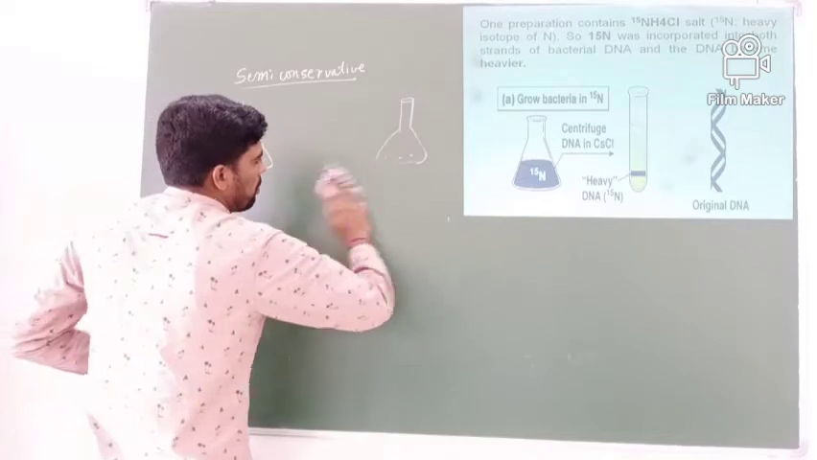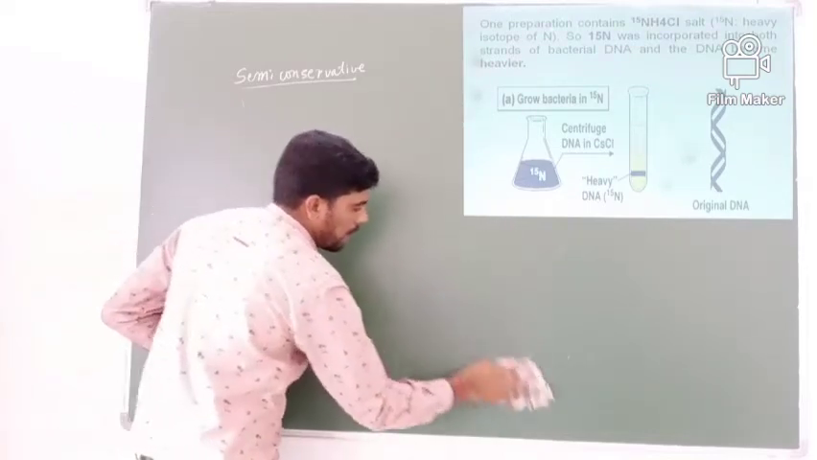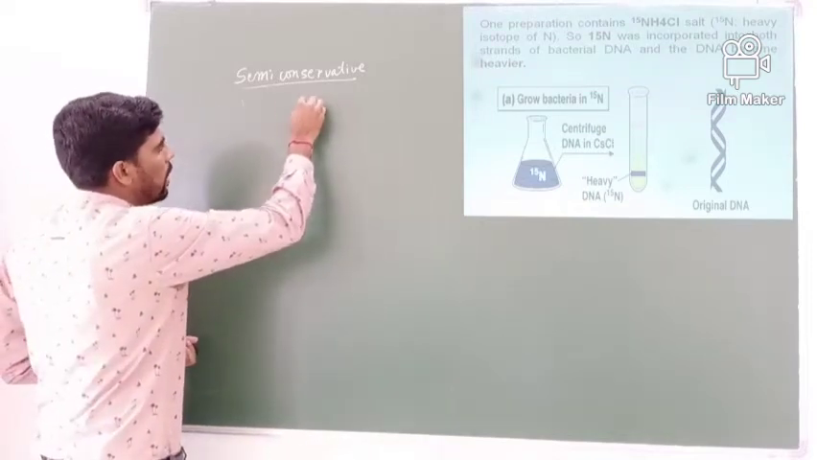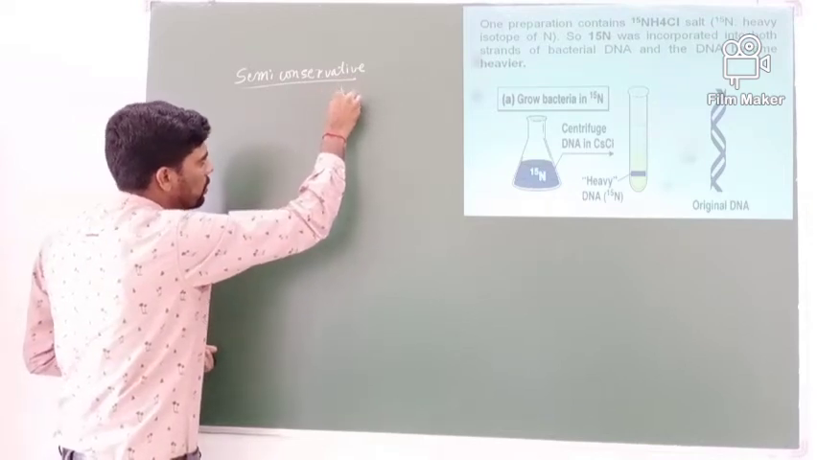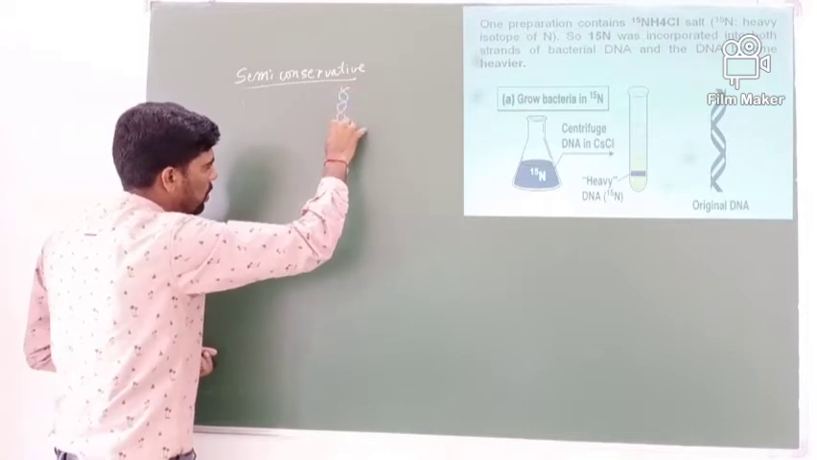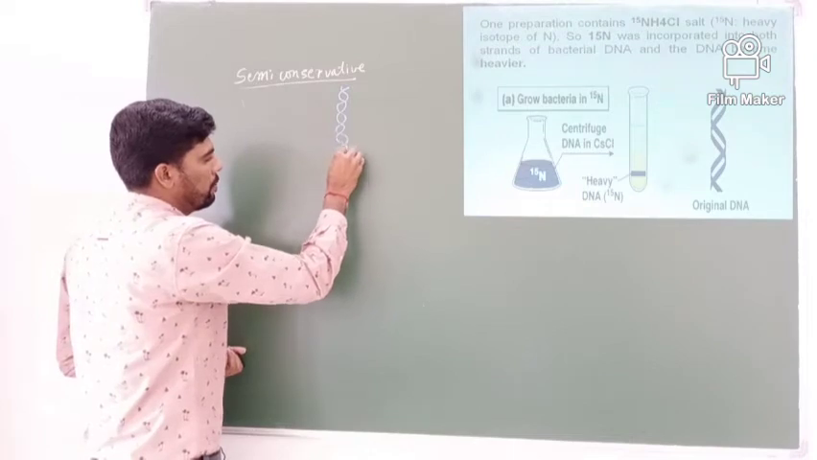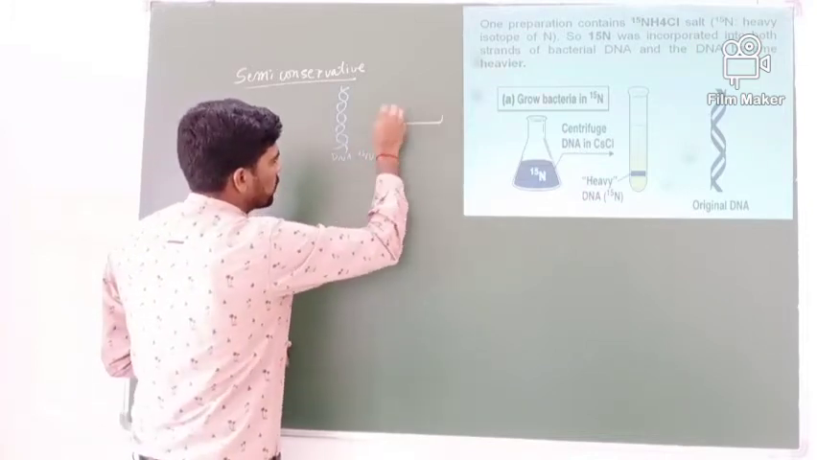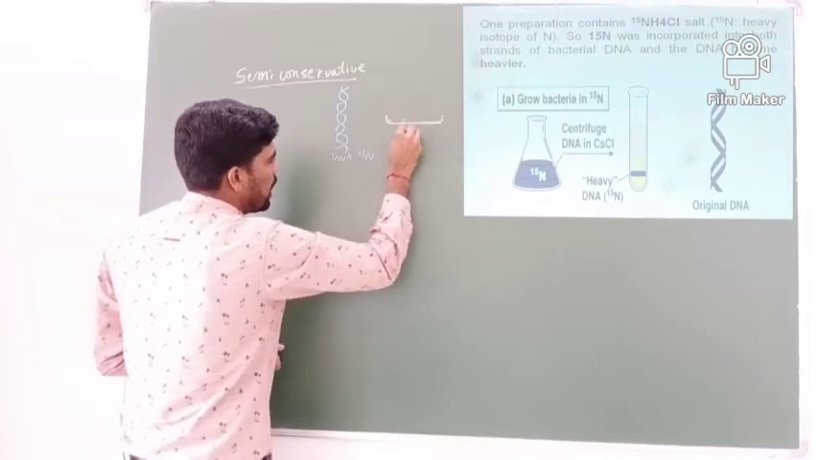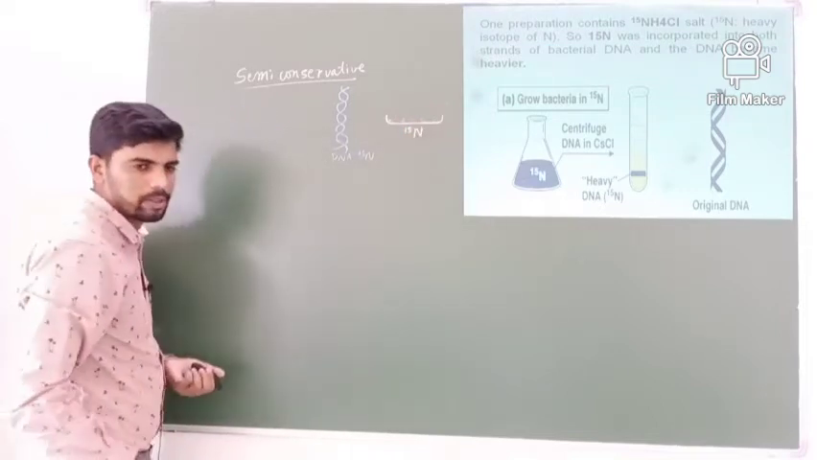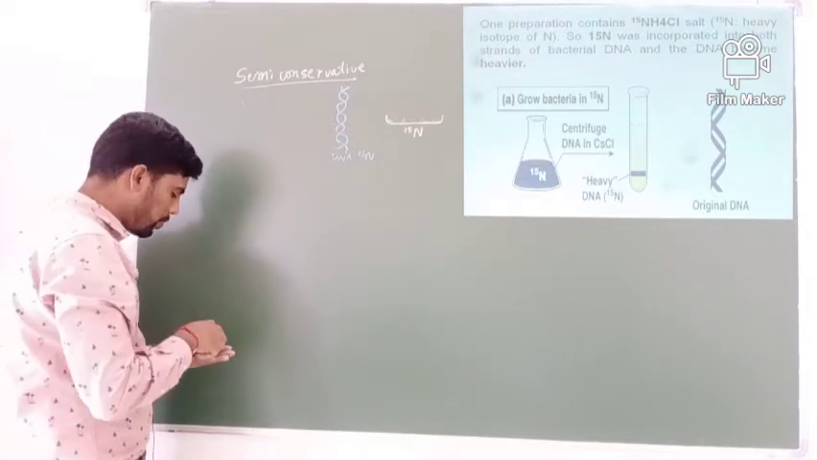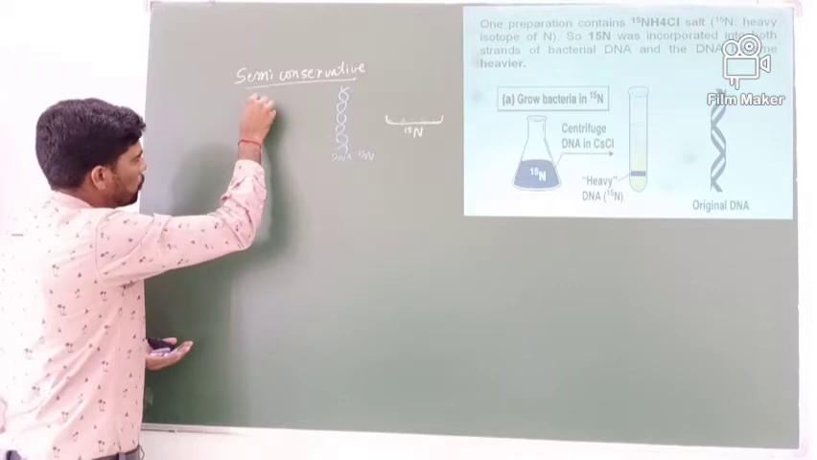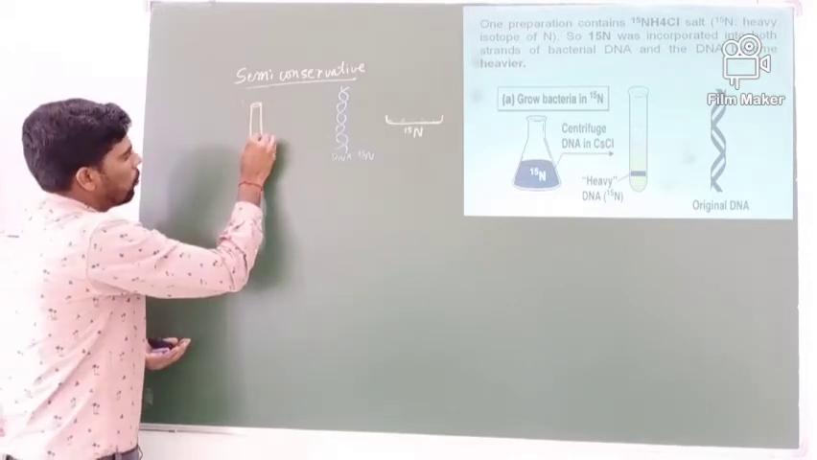First, Meselson and Stahl selected E. coli bacteria and grew them in N15 media. Just imagine this is the DNA grown in N15, heavy isotopic DNA. That means the media contained N15, so the DNA has heavy isotopes. When they centrifuged it in cesium chloride, in the centrifugation tube, the DNA was deposited almost at the bottom region.